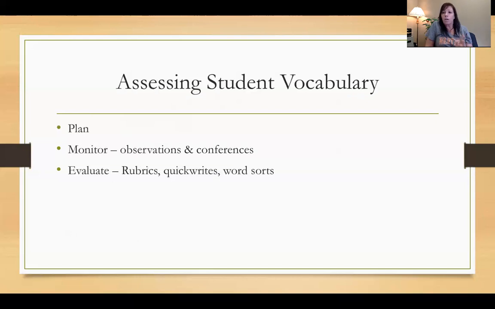So thank you very much. I hope you learned about academic vocabulary and the importance of expanding student vocabulary and the critical ties that it has to reading success.